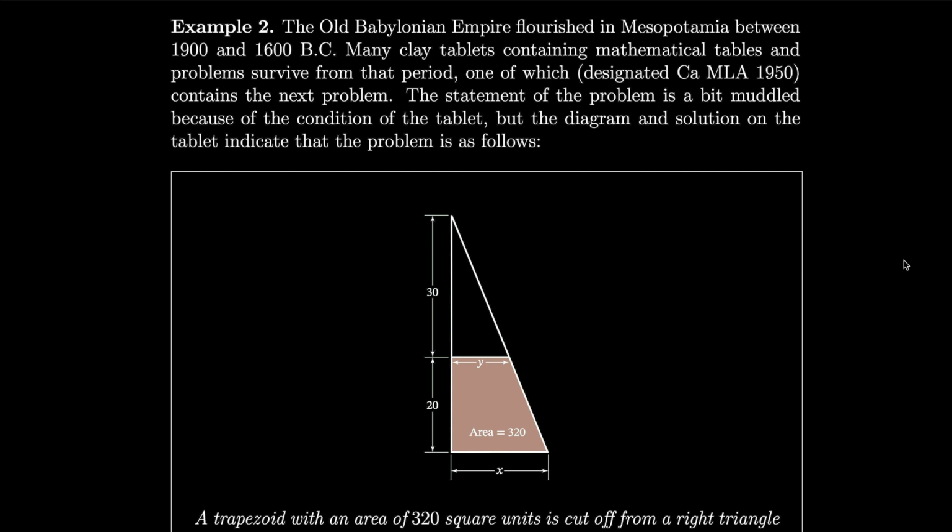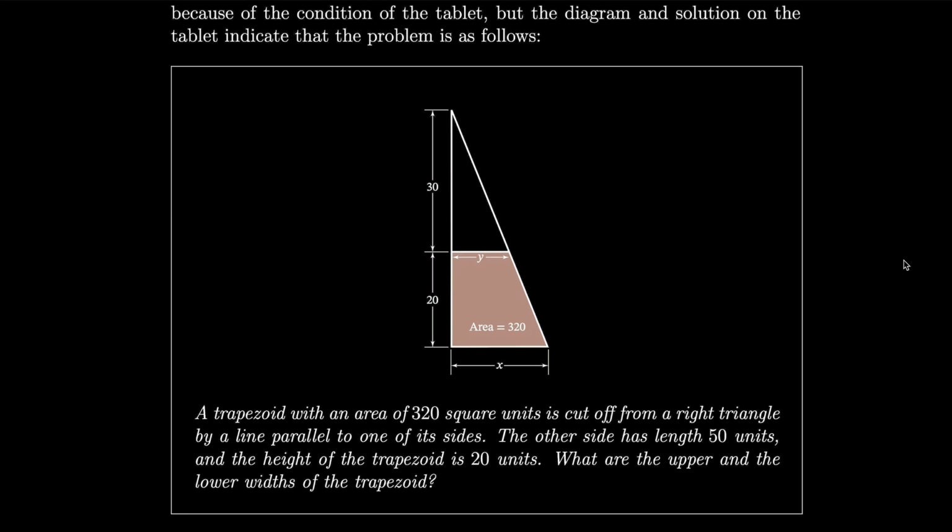The Old Babylonian Empire flourished in Mesopotamia between 1900 and 1600 BC. Many clay tablets containing mathematical tables and problems survive from that period, one of which, designated CBS 1950, contains the next problem. The statement of the problem is a bit muddled because of the condition of the tablet, but the diagram and solution on the tablet indicate that the problem is as follows. A trapezoid with an area of 320 square units is cut off from a right triangle by a line parallel to one of its sides. The other side has length 50 units and the height of the trapezoid is 20 units. What are the upper and lower widths of the trapezoid?